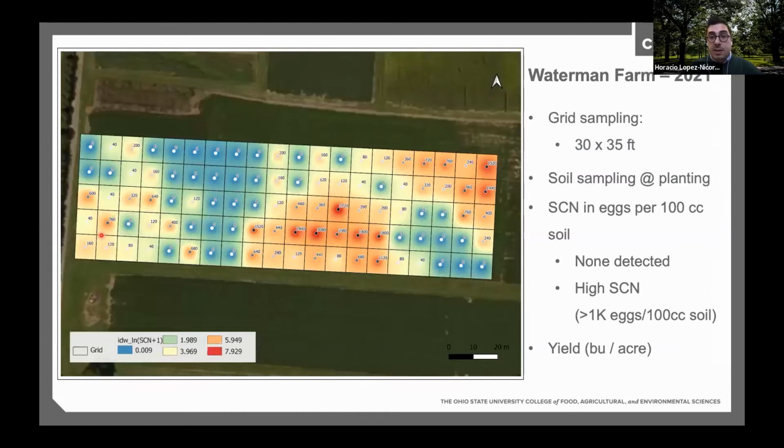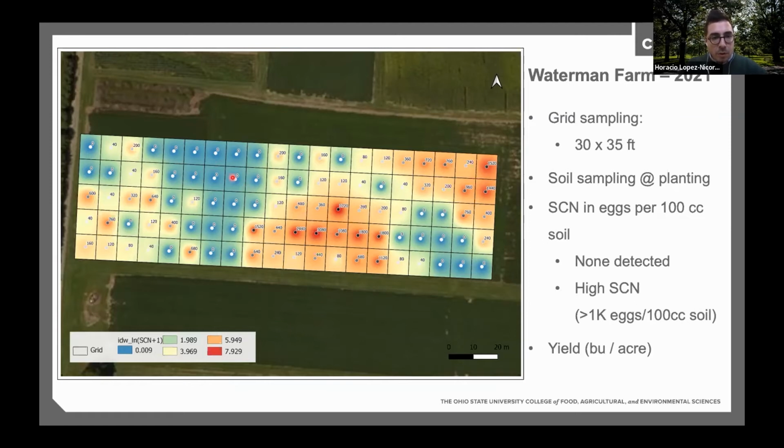We did a similar type of study in 2021. This is in Waterman Farm. In a field that had high levels of soybean cyst nematode, we put a grid. These are 30 by 35 foot grids. We put a flag in the center of each grid, where we took a composite sample to quantify eggs per 100 cc of soil at planting, because that number relates very well with yield reduction.